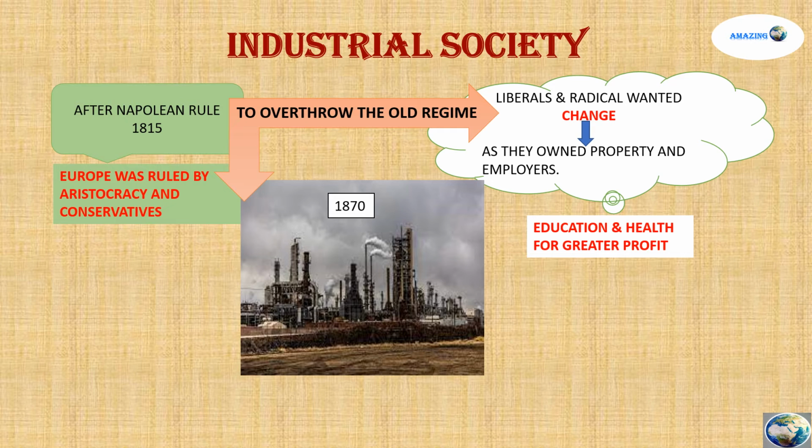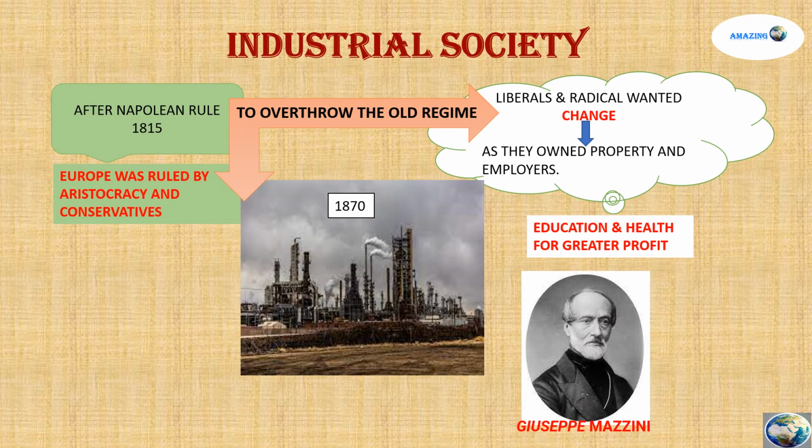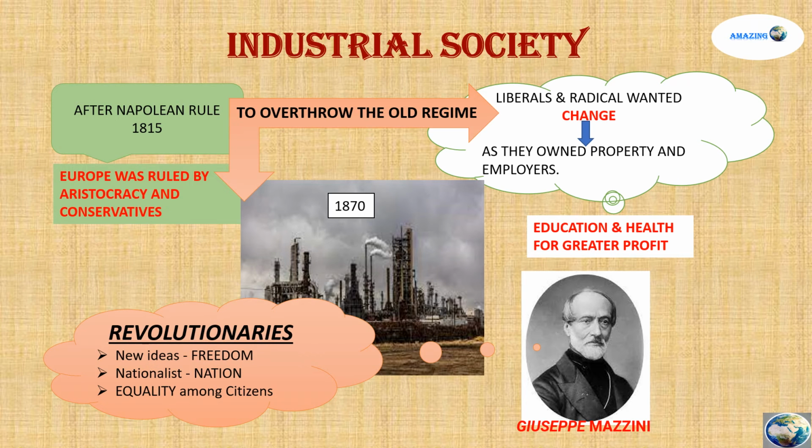This was the view of the liberals and radicals, but it was in this early 19th century that you see the idea of nationalism or nationhood coming in force with Giuseppe Mazzini, an Italian nationalist who spoke about the unification of Italy. He inspired the unification of Italy with his nationalist ideas of nation. And so, by the mid 19th century, we see that the nationalists, the liberals, and radicals were known as revolutionaries who spoke of new ideas of freedom, the nationalists who spoke about nation and equality among citizens. These people who spoke about freedom, nation, equality had as their main aim to overthrow the old regime by the mid 19th century.